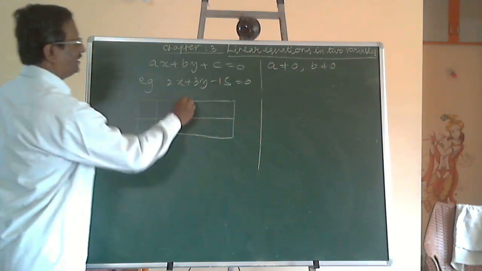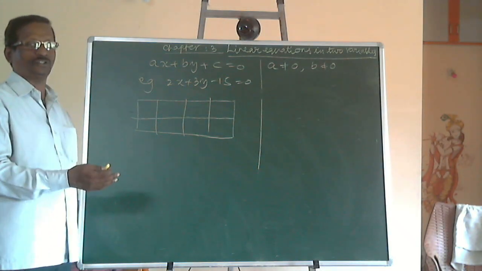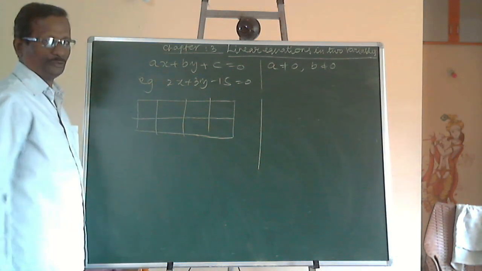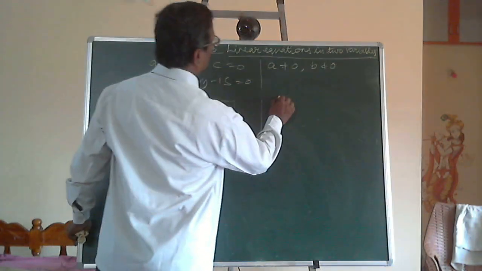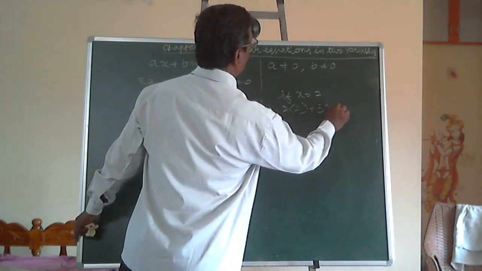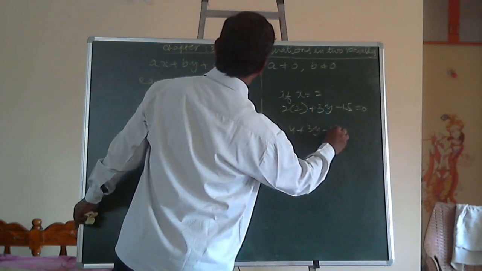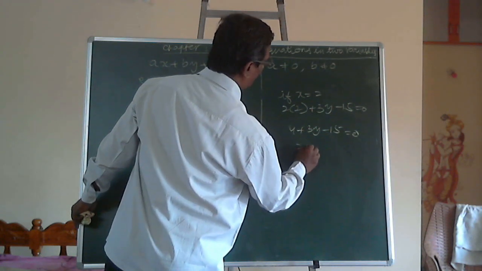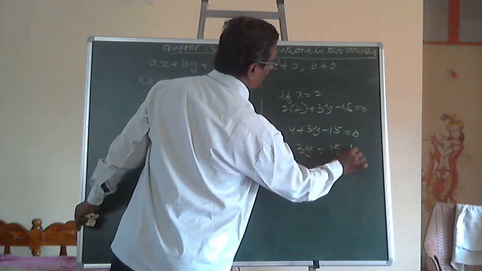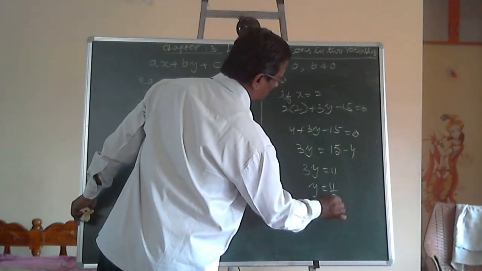Normally we say x is independent and y is dependent. We can give any real value to x and we can find every time the corresponding value of y. Let us feel free to give x some value, say x = 2. If x = 2, 2 into 2 + 3y - 15 = 0, which means 4 + 3y - 15 = 0. 3y = 15 - 4, because -15 goes to the right and becomes +15, and 4 goes to the right and becomes -4. 3y = 11. y = 11/3.